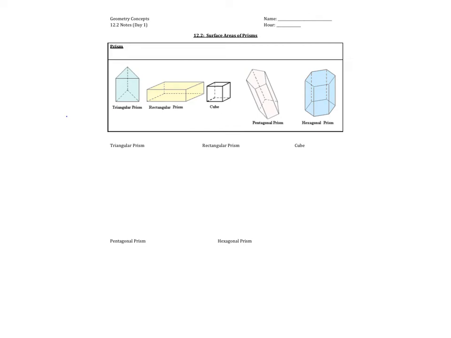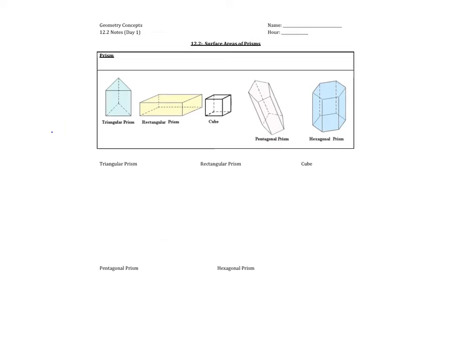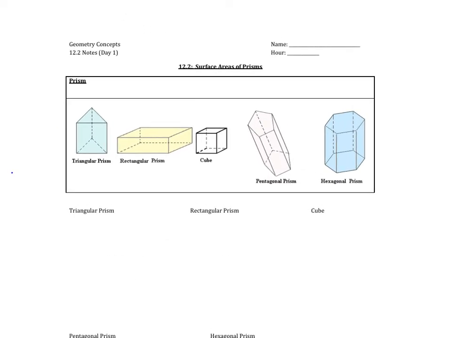Okay, geometry, ladies and gentlemen, let's begin with 12.2. So when we're talking about surface areas of different prisms, that's what we're looking at here. So we first want to consider what each net looks like. So remember that a net is just, if I unfold the shape, what will it look like?